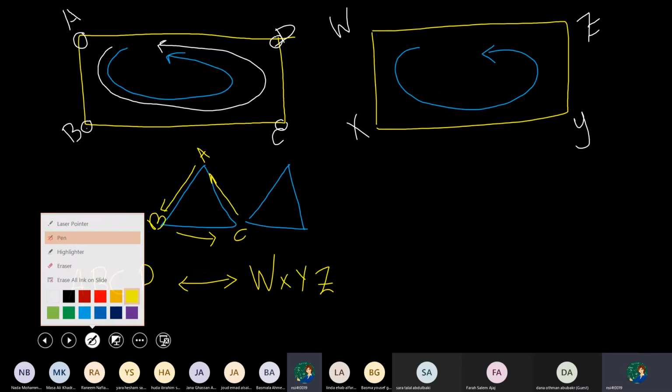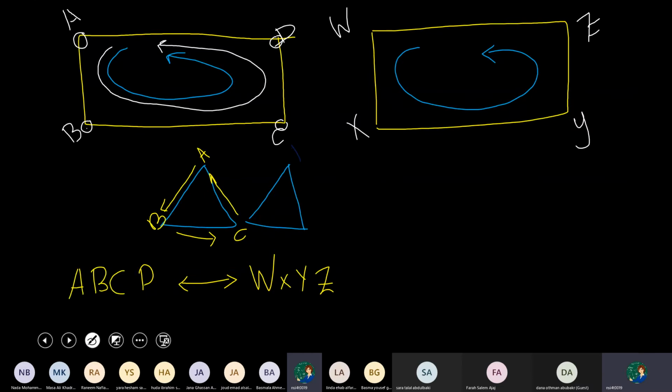Then on the other side, I will name it P, Q, and R. This is the meaning of corresponding. Corresponding means they are in a specific manner and not random.